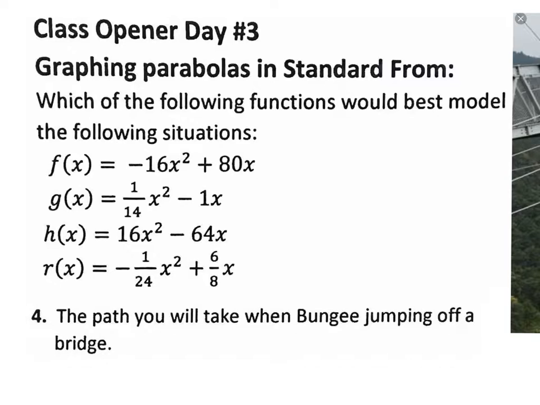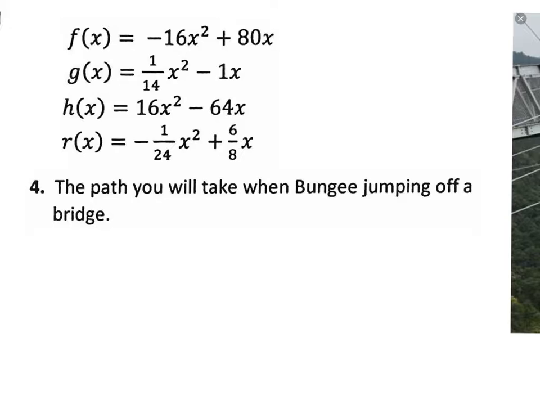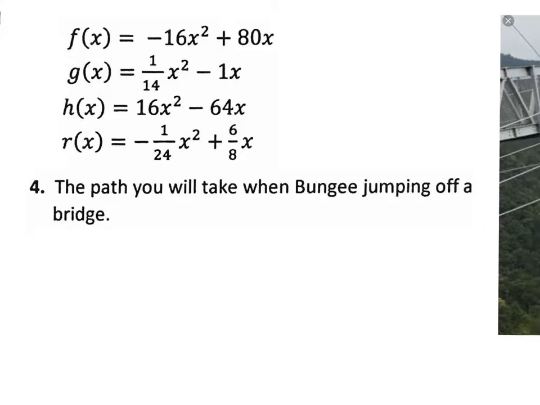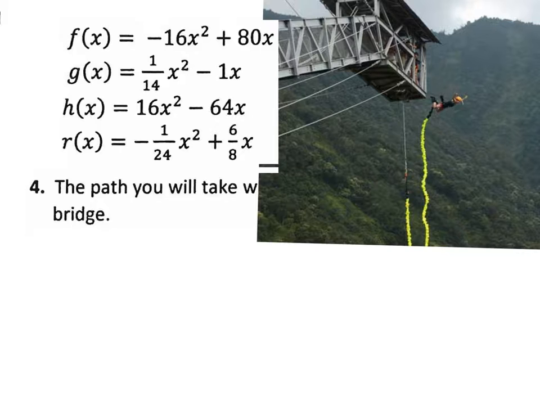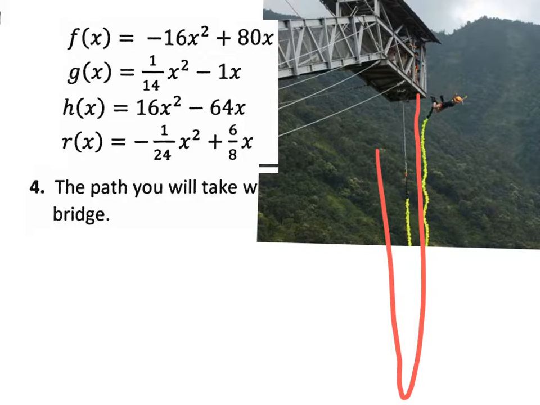Go ahead and copy that down, number 4, the path you would take when bungee jumping off a bridge, and then figure out which one would be the best function that models that path. So what do you guys say? H of x, absolutely. Let's first think about that situation, bungee jumping off a bridge. So this guy right here jumps off this bridge, and he's going to bounce at some point way down here, right? So if you were to draw the path, he's going to bounce somewhere way down here and then pop back up. Probably not too far, then he'd hit himself right there, right? No, let's not do that.